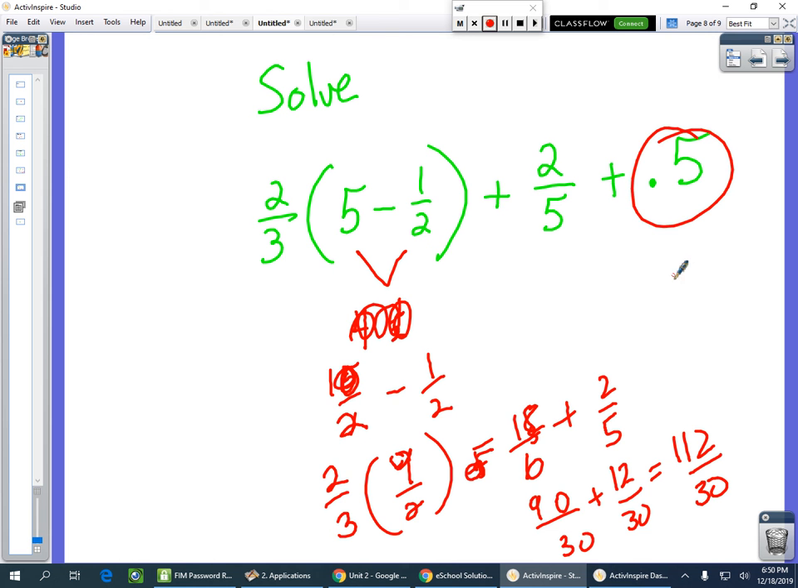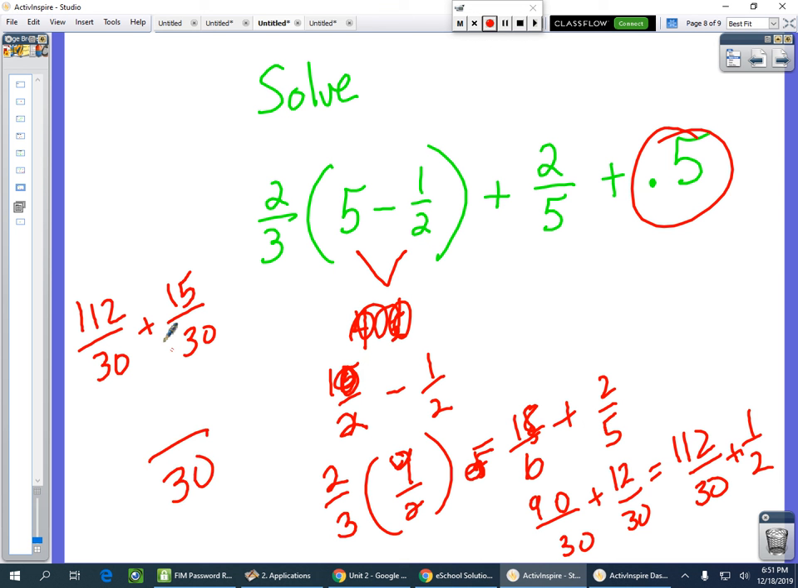Now, 0.5 is really 1/2, so when I add 1/2, okay, I'm going to do 112 over 30. I'm going to make the denominator 30 because half of 30 is 15. So I'm going to change 1/2 to 15/30ths. And my final answer, when I add them, they're both positive. So I'm just going to add them together. And I get 127/30ths. And by the way, if you're going, 30 goes into 127 4 times with a 7 left over 30.